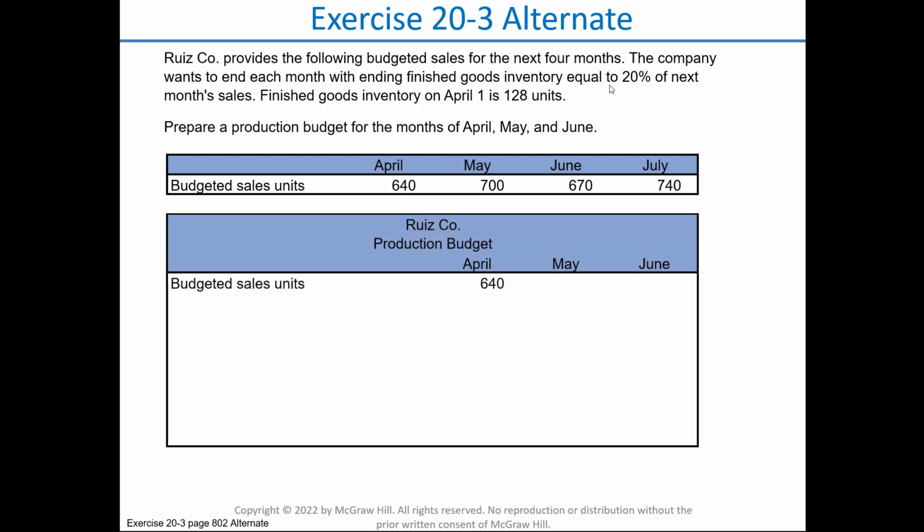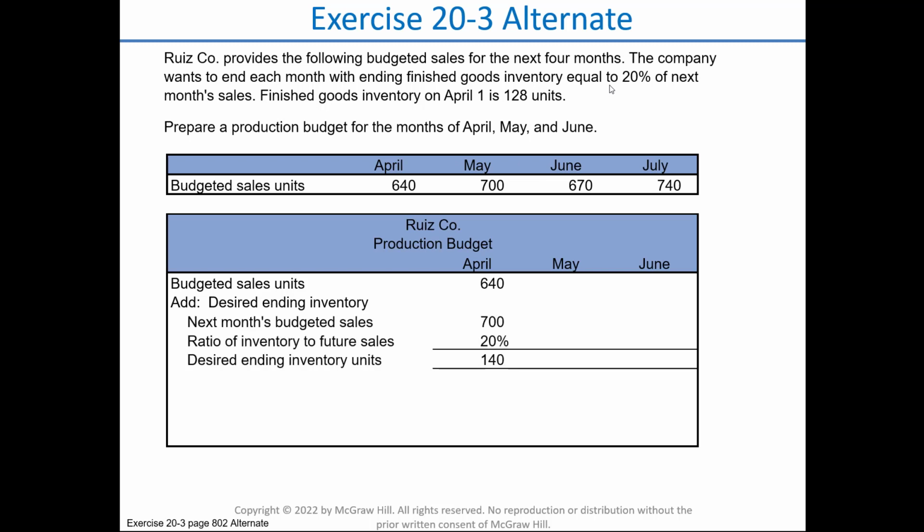So here we're doing April. So we believe we're going to sell 640 units. Our desired ending inventory is equal to 20% of the next month. So the next month after April is May. So 700 times 20%. We want our ending inventory to be equal to 140. We believe we're going to sell 640, but we want to have some safety stock in case we sell more than 640.